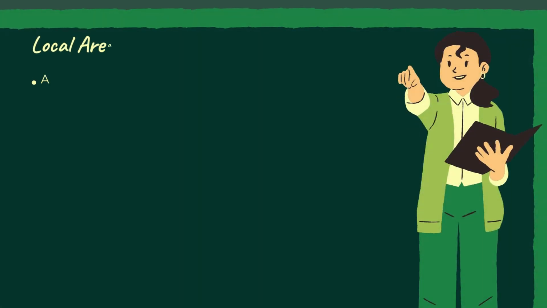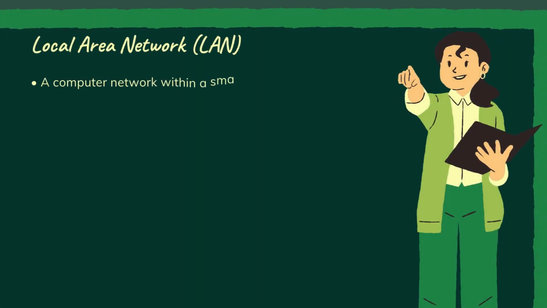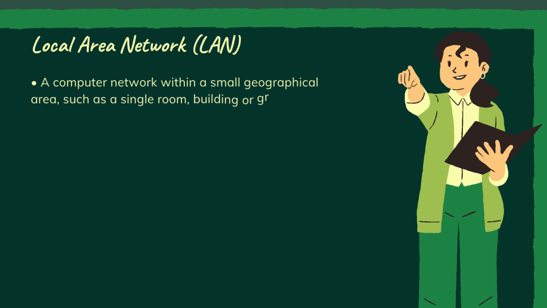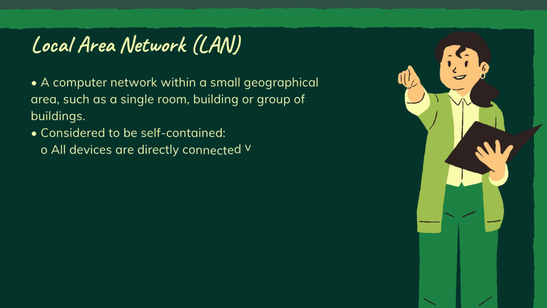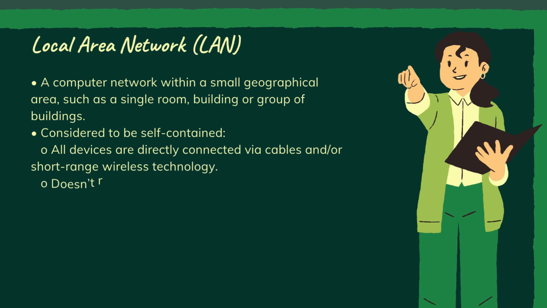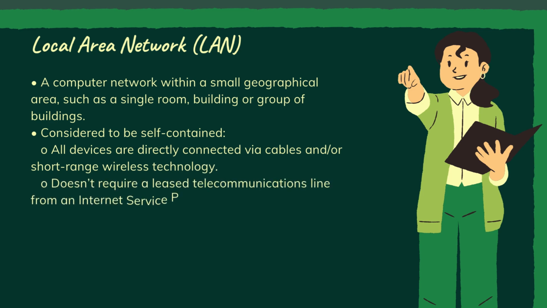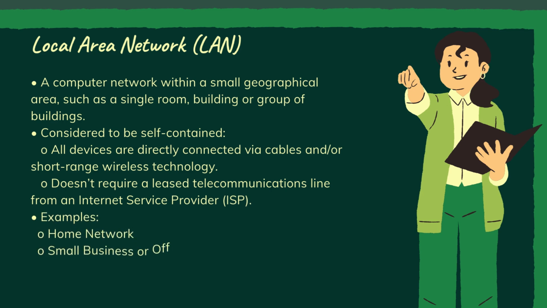Local area network, LAN. A computer network within a small geographical area such as a single room, building, or group of buildings. Considered to be self-contained. All devices are directly connected via cables and/or short-range wireless technology. Doesn't require a leased telecommunications line from an internet service provider, ISP. Examples: home network, small business, or office network.